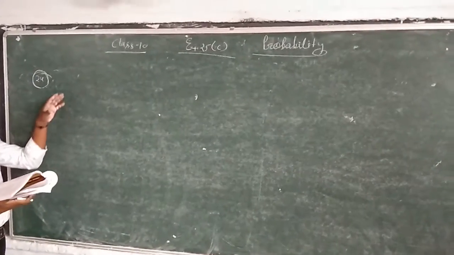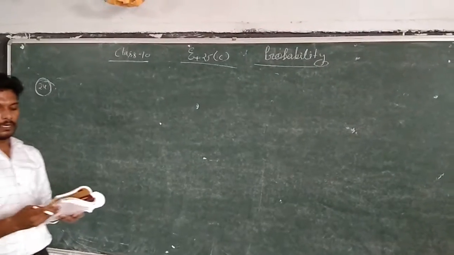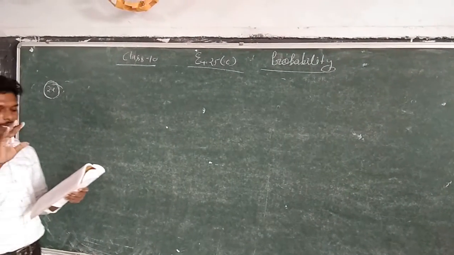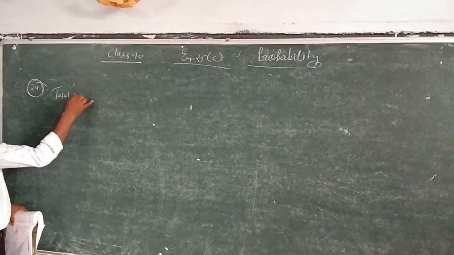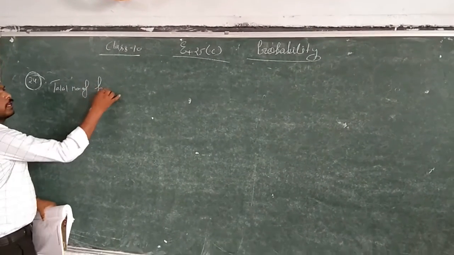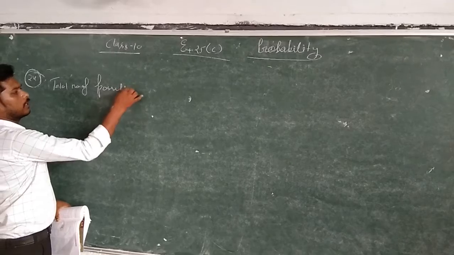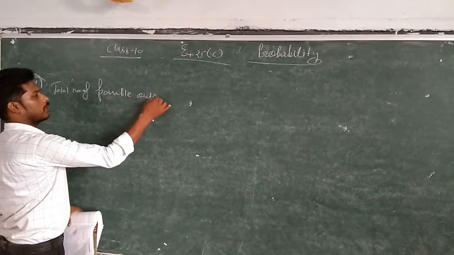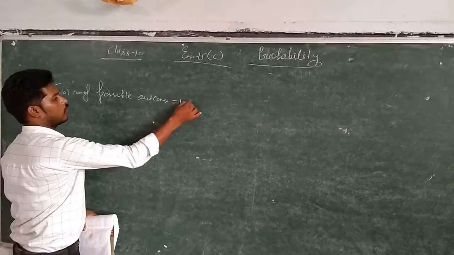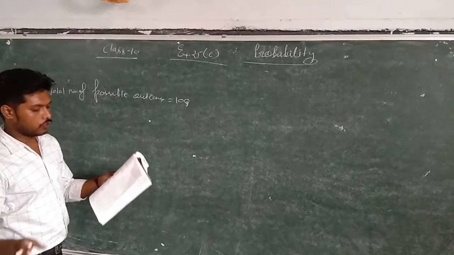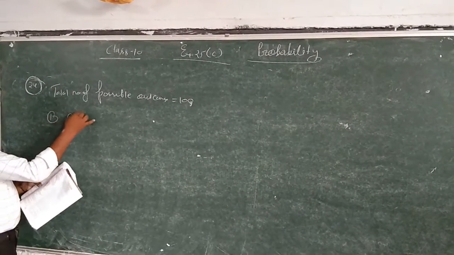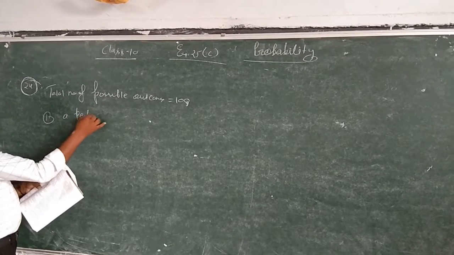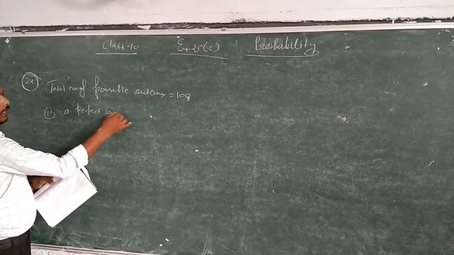Okay, now let's start question number 24. A bag contains 100 identical marble stones, which are numbered from 1 to 100. It means total number of possible outcomes is equal to 100, because there are 1 to 100 marble stones. So he is asking what is the probability, first, of a perfect square number.